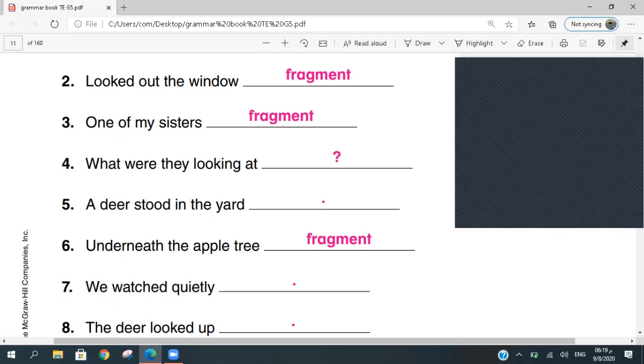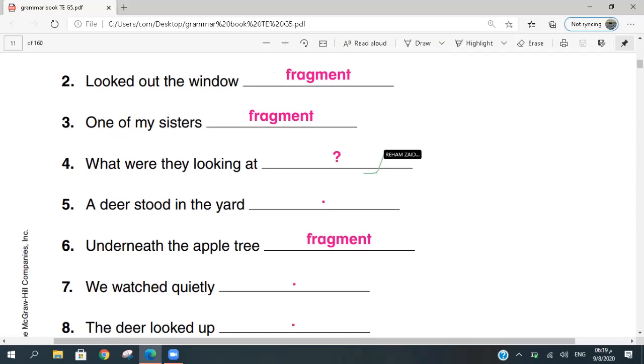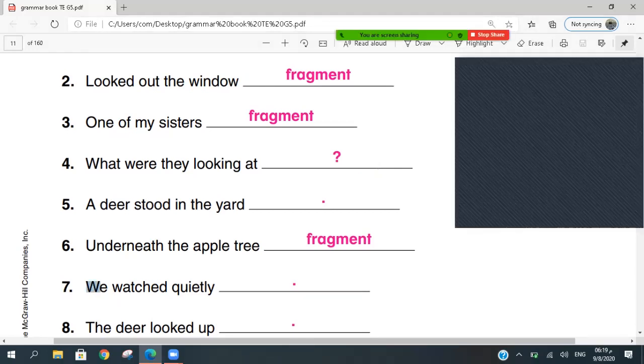But teacher, I have a question. Yes? We watched quietly. They didn't say what they watched. Even the deer looked up. So they didn't say what. Okay, I'll make it easier for you. Let's agree that you have a subject here. You know what subject means? Somebody who did something. If you know who did that thing, then the sentence is complete. Like if I say, Sama played with me. Who played with me? Sama. So now I understand that Sama is the subject here.